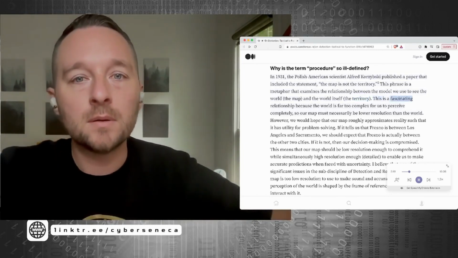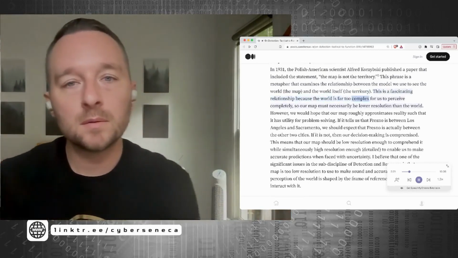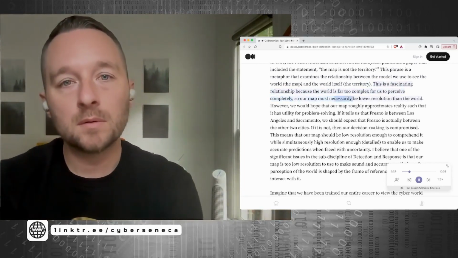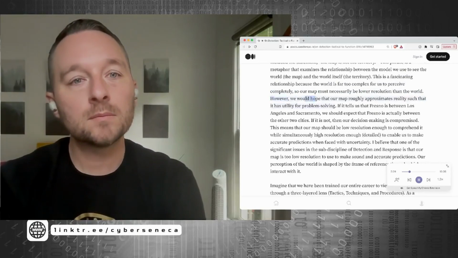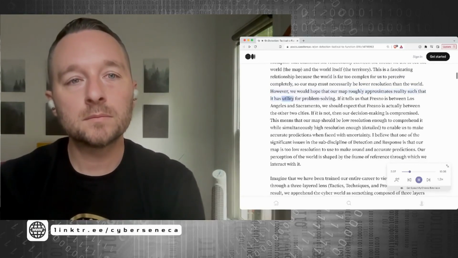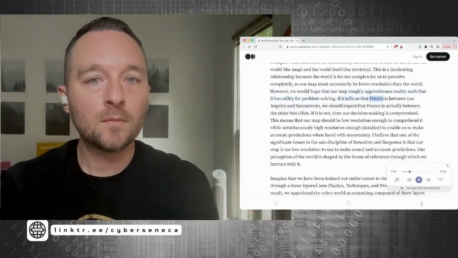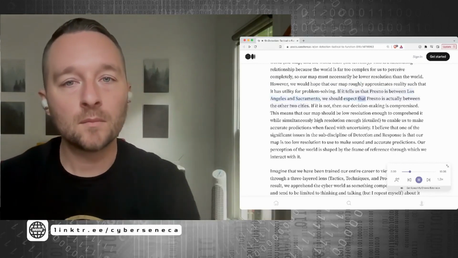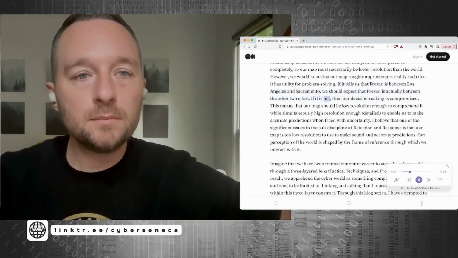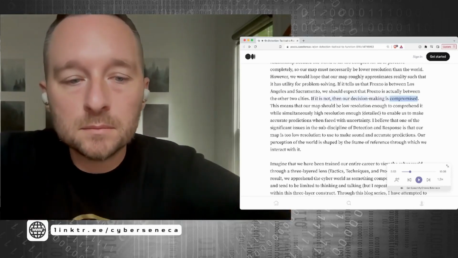The territory. This is a fascinating relationship because the world is far too complex for us to perceive completely, so our map must necessarily be lower resolution than the world. However, we would hope that our map roughly approximates reality such that it has utility for problem solving. If it tells us that Fresno is between Los Angeles and Sacramento, we should expect that Fresno is actually between the other 2 cities. If it is not, then our decision making is compromised.